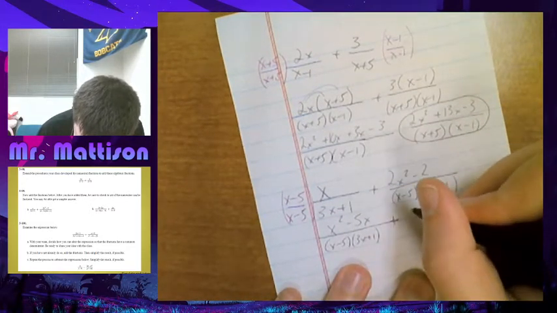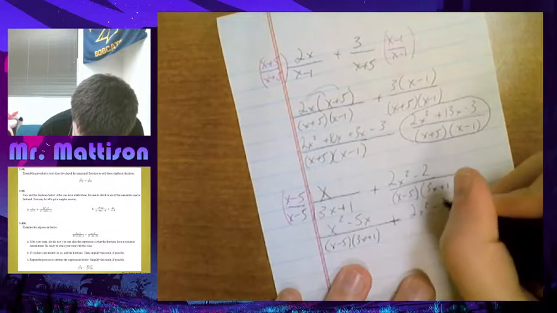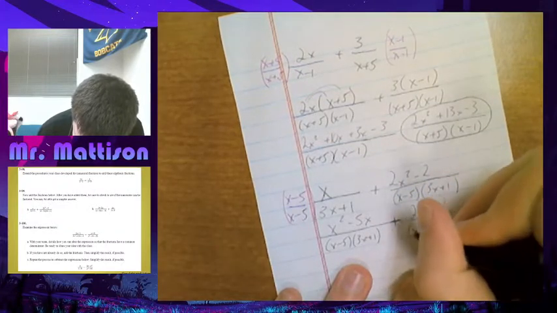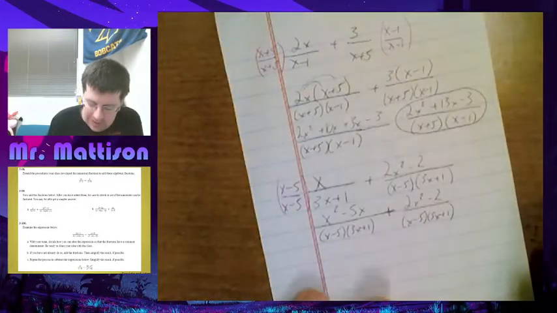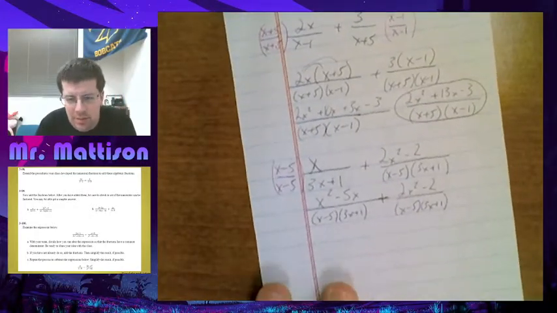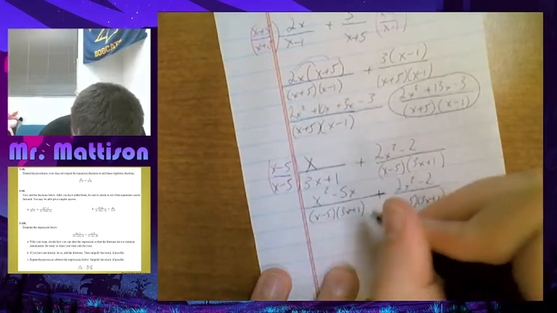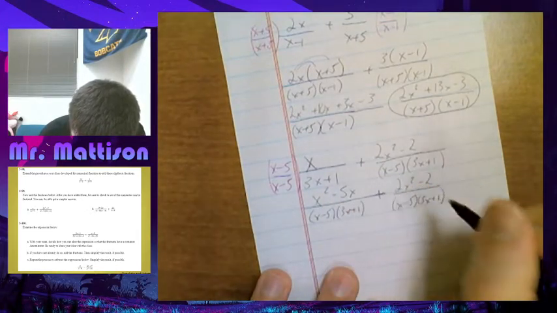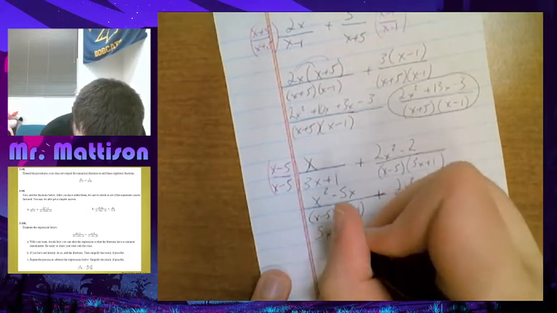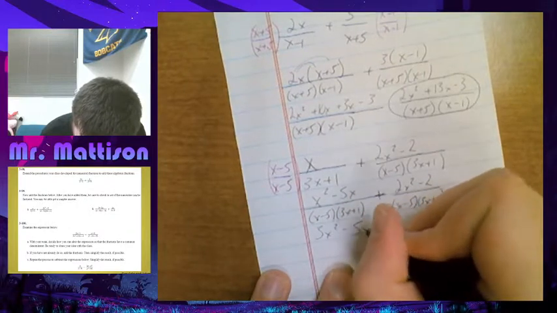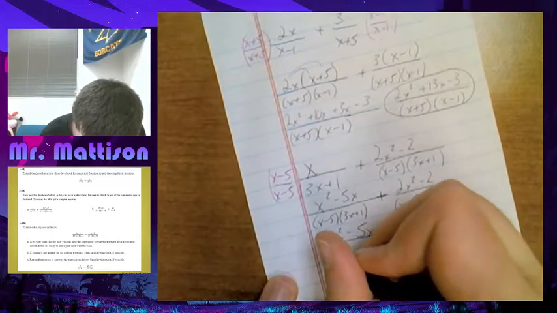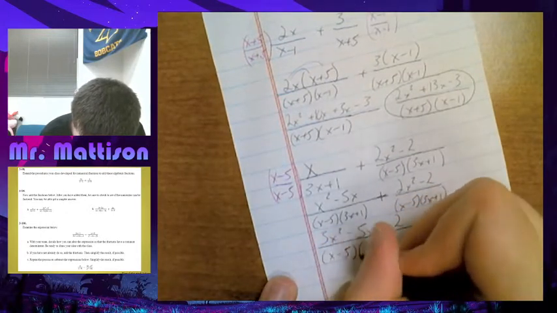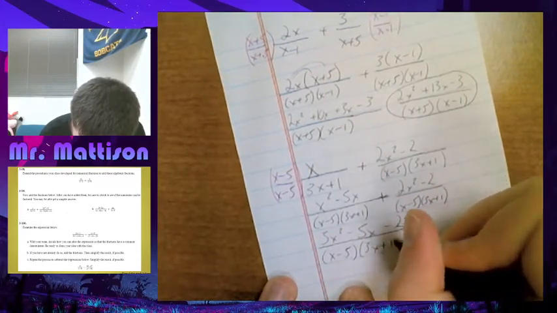plus 2x squared minus 2 over x minus 5, 3x plus 1. So now I can combine things and get one big fraction here. I'll have x squared and 2x squared is going to be 3x squared minus 5x minus 2 over x minus 5, 3x plus 1.